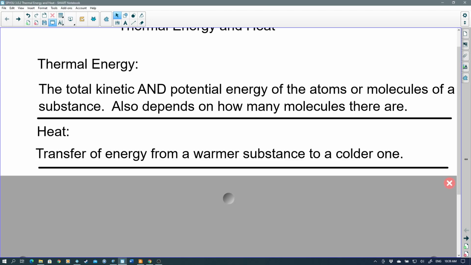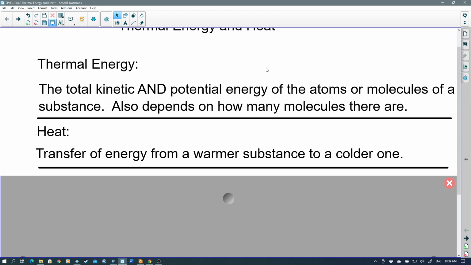What is heat? Now, thermal energy and heat are often mistaken for each other. Heat is actually the transfer of energy from a warmer substance to a colder one. It's almost like it's a verb. But we often say, and I will actually say it as well, using it as a noun, like the heat in the room. Well, technically that's not the right wording.